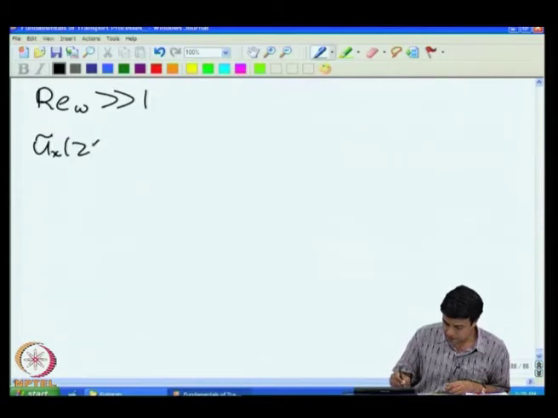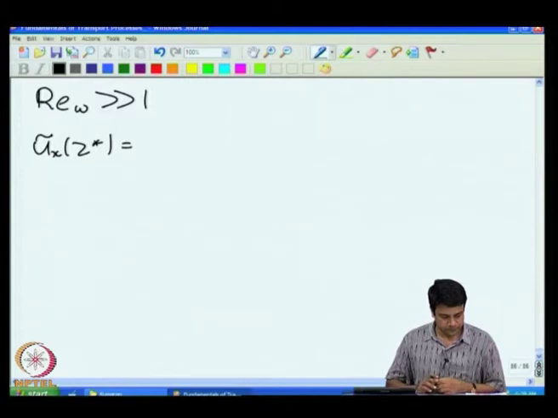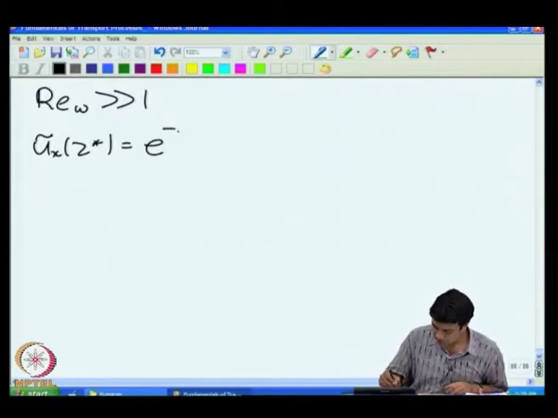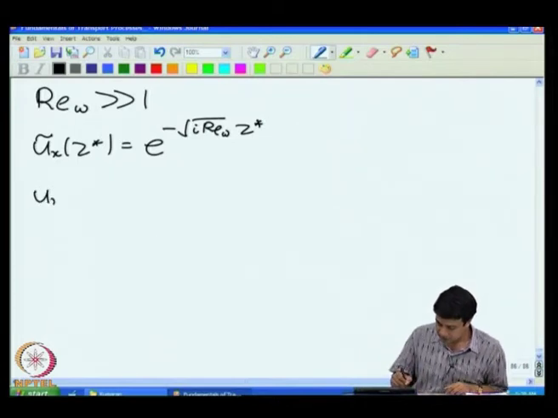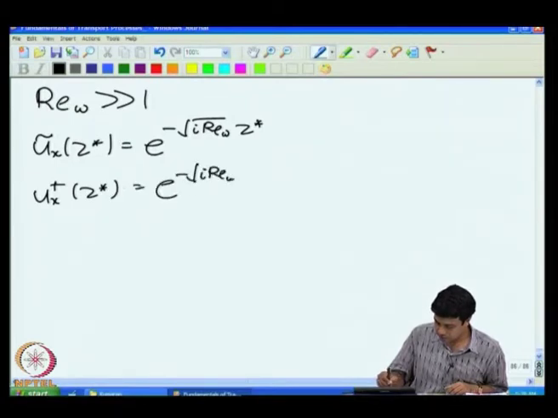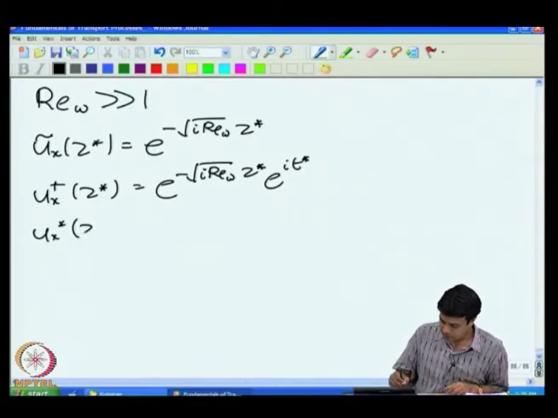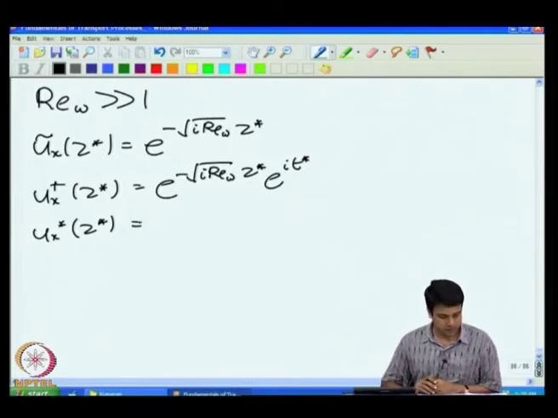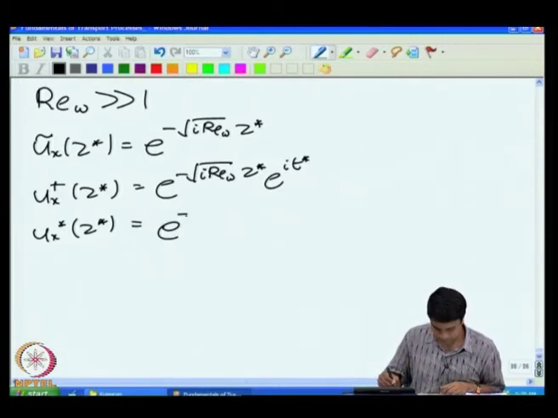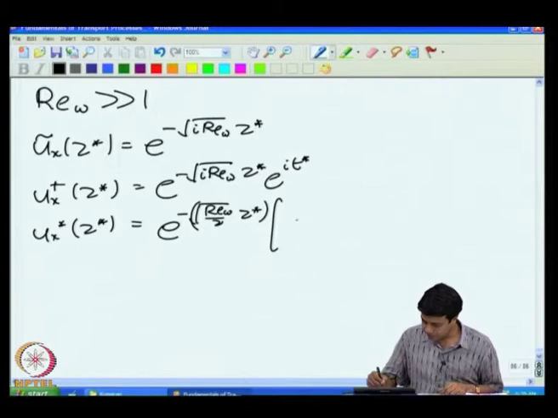On that basis, Ux tilde of Z star will be equal to e power minus root of i Re omega times Z star, which means that Ux plus of Z star is this times e power i t star, and Ux star is the real part of this. I will not go into the details, but basically you will get e power minus square root of Re omega by 2 into Z star, into cos of the phase.